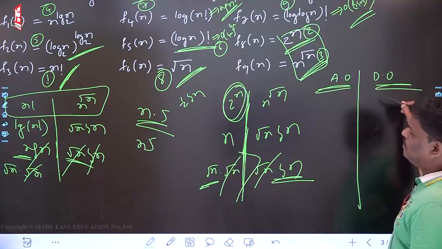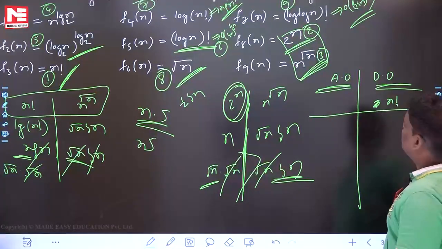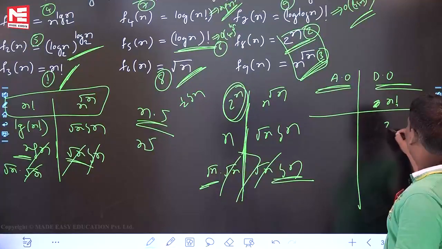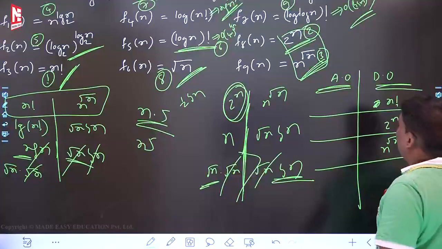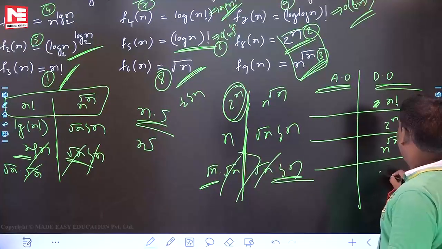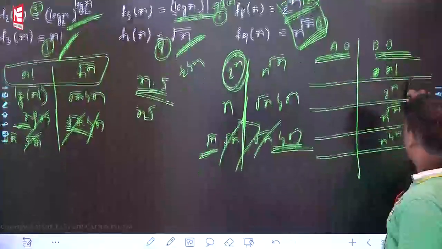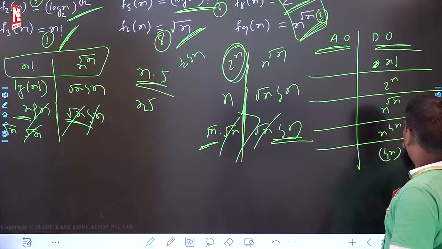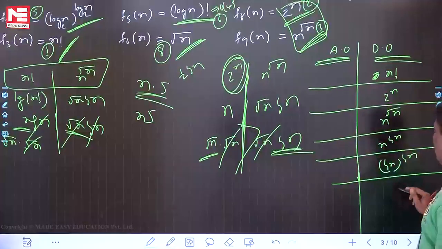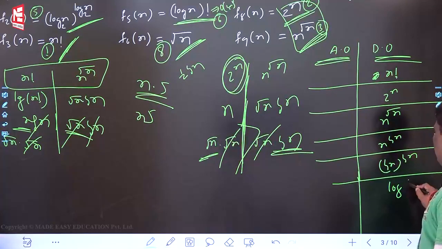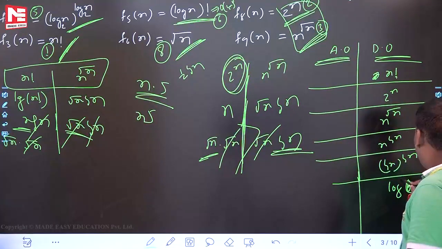Number 1, who is that? N factorial. Number 2, 2 power n. Number 3, n power root n. Number 4, n log n. Number 5, log n power log n. Number 6 is going to be (log n) whole factorial.